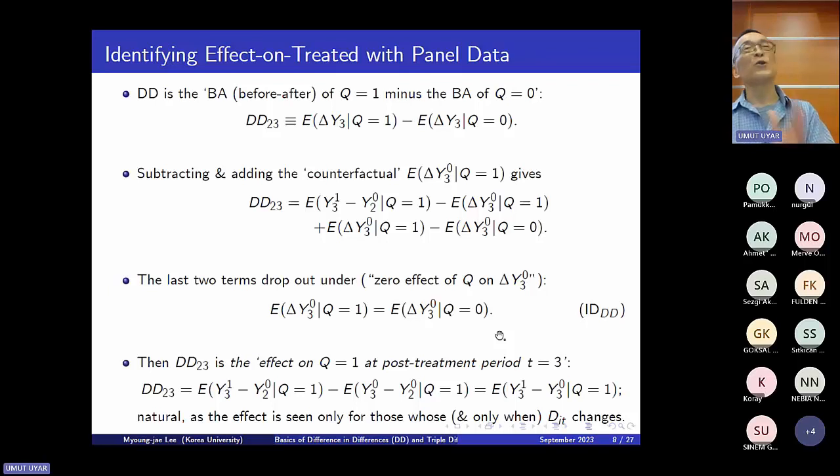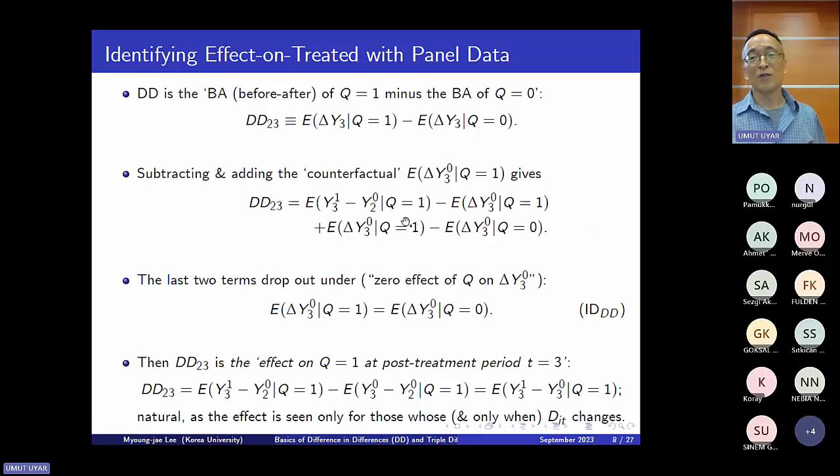Under the assumption that the control group's facial look change over the 10 years is the same as the treatment group's facial look change over the same period. So that is what this assumption requires. So if this holds, then the second line is 0.